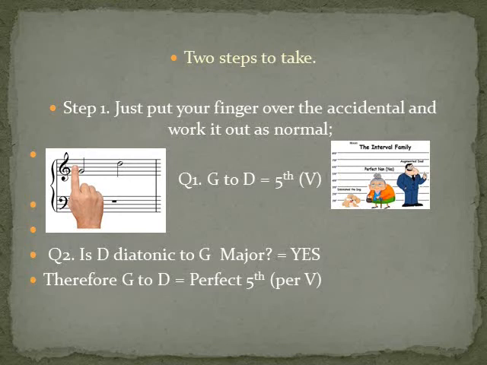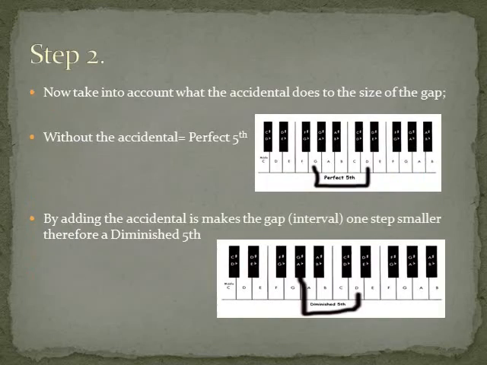Easy. Just put your finger over the accidental and work it out as normal. So in other words, G to D is a fifth. It could be a diminished, a perfect, and augmented. D is diatonic to G, so the answer is yes, it's a perfect fifth, would be from G to D.